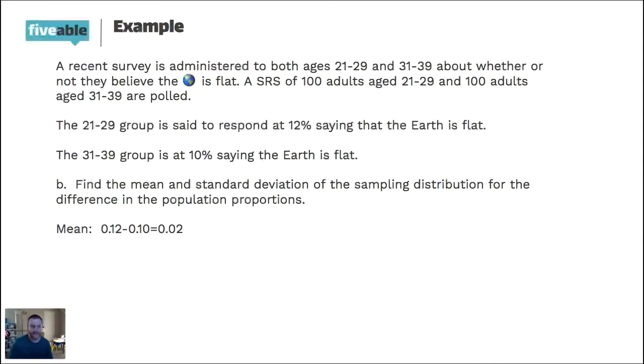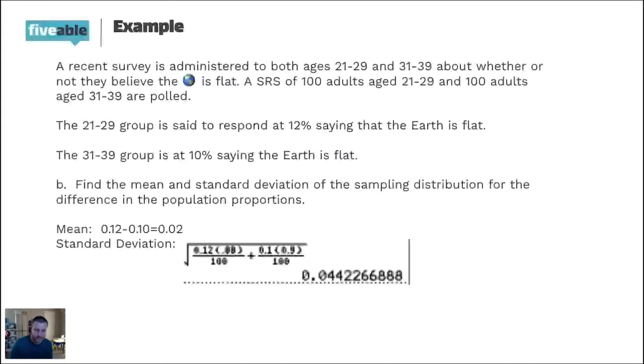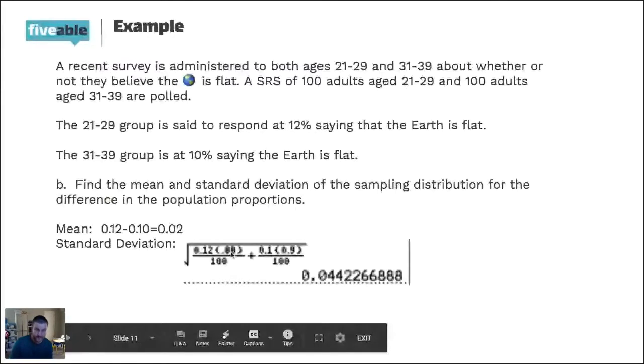Okay, and then standard deviation is the other one. I put it into my calculator and took a screenshot because that looked a lot easier to me. So I have my p1 times 1 minus p1, all divided by my n1: 0.12 times 0.88 divided by 100, plus 0.1 times 0.9 divided by 100, and that comes out to 0.044. So that would be your standard deviation using the formula that you have there.